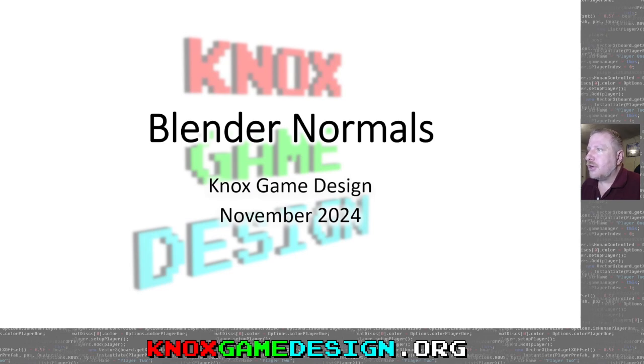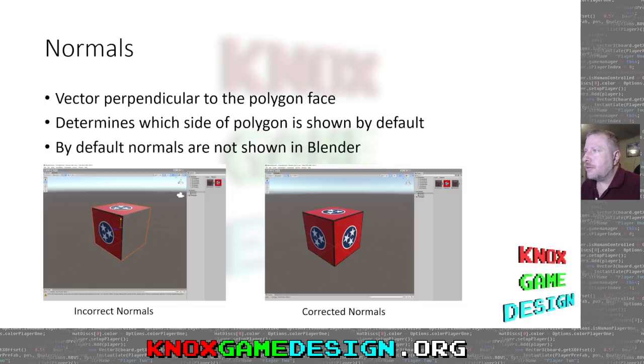So this month I'll be talking about normals in Blender. So what is a normal? Well, when you're doing 3D modeling, you have polygons, and the normal is actually the vector that's perpendicular to the polygon face. Why is this important? It determines which side of the polygon shows by default in game engines.